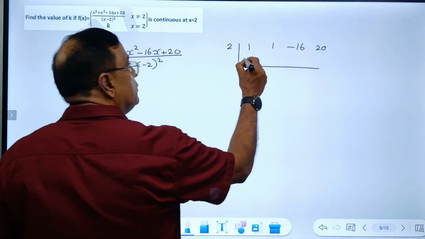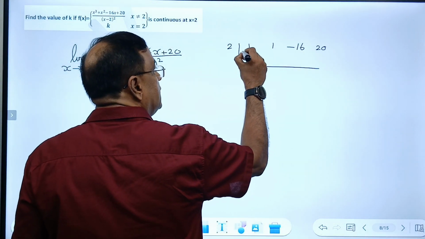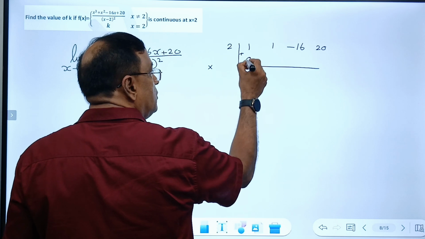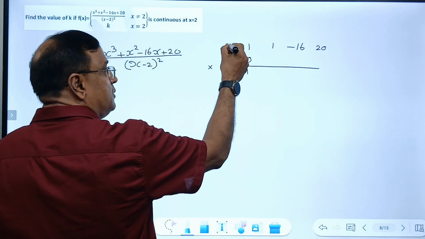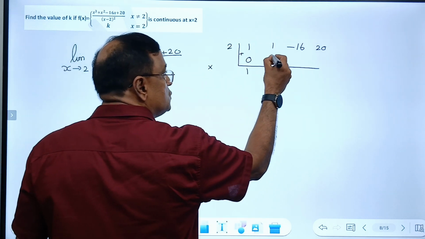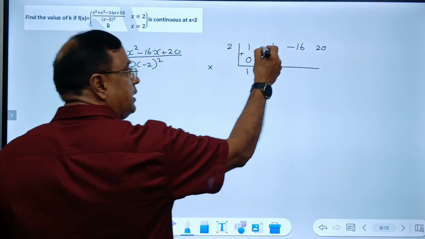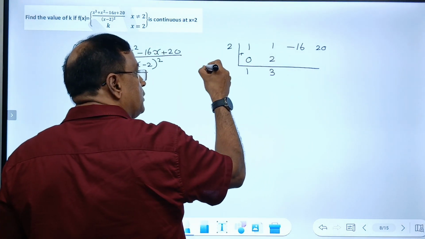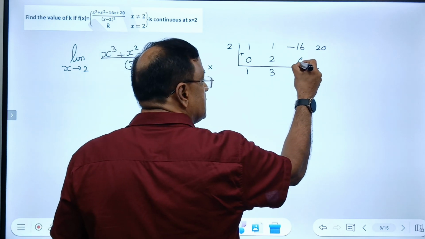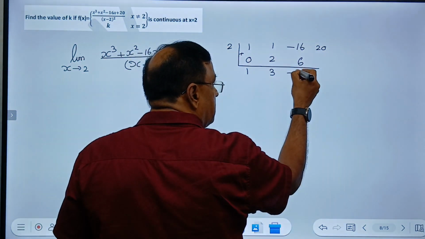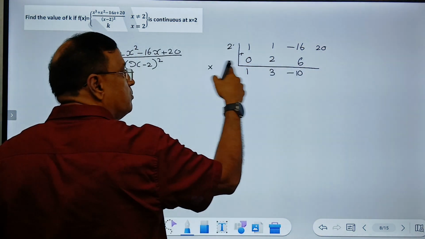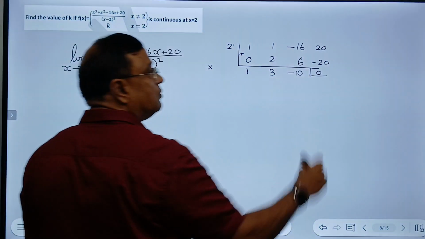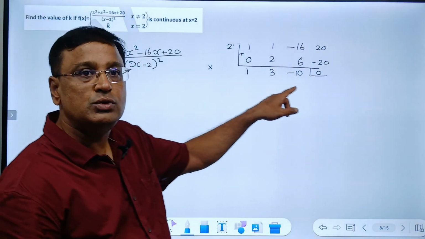Now begin with 0. Inside you add, outside you multiply. 1 plus 0 is 1. 2 into 1 is 2. Again add, it's 3. Now multiply, 2 into 3 is 6. You add, minus 10. 2 into minus 10 is minus 20. Definitely you should get 0. That means x minus 2 is a factor.